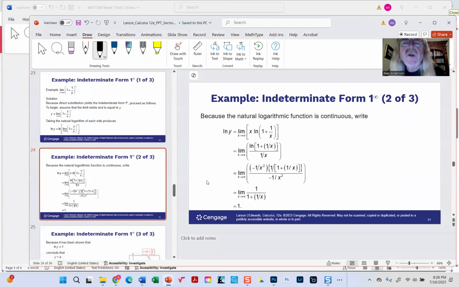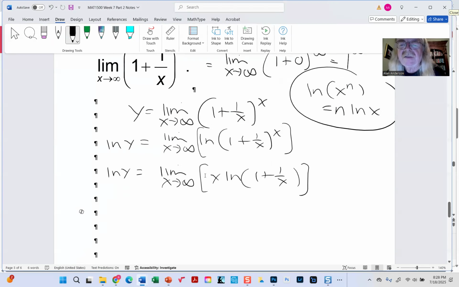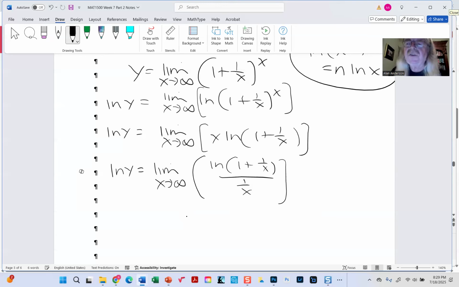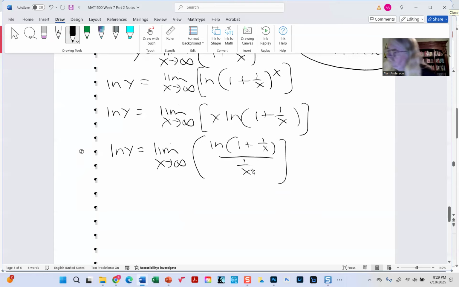Now, this is where it gets a little interesting. We're going to rewrite it a little bit. Instead of having x in the numerator, we're going to create a ratio where 1 over x is in the denominator. Now, algebraically, these are the same thing. What's the point?